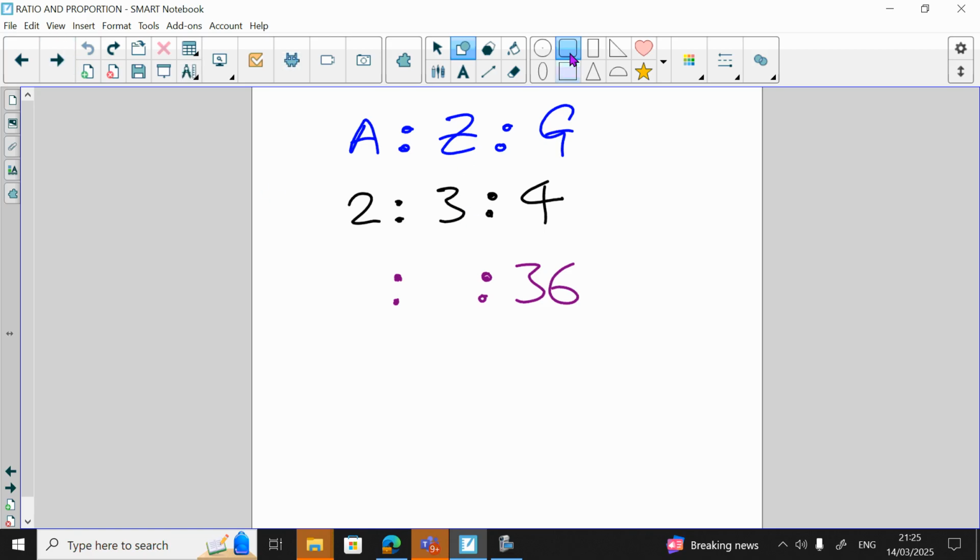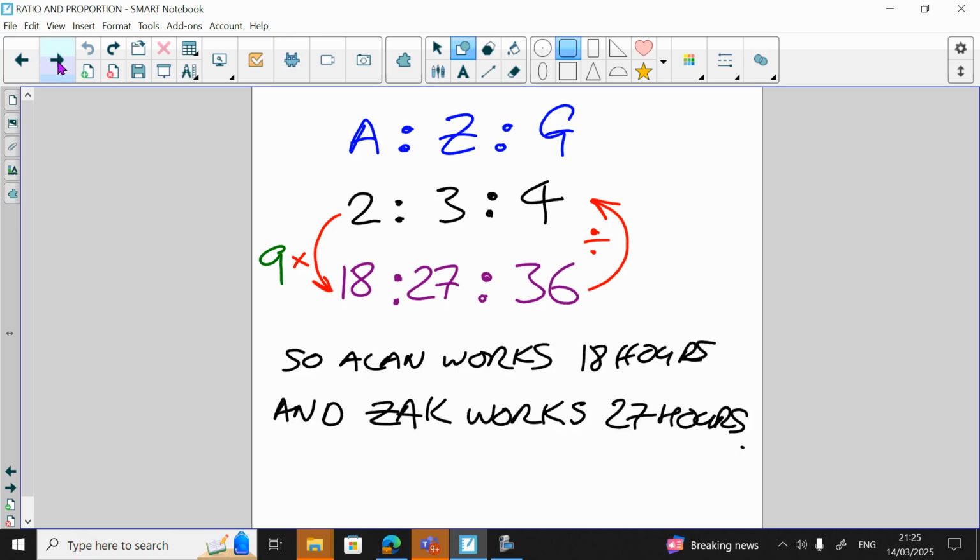But the thing is, what we have got here is these two. So we're going to use these two, and we're going to go up the way. We're going to do 36 divided by 4 here. And that will give us what I'm going to call the multiplier, and I'll use it with both of these. So I'm going to divide 36 by 4 to get 9. Other side, I'm going to multiply both of these. 2 times 9 to get 18, and 3 times 9 to get 27. So that means that Alan works 18 hours and Zach works 27 hours.